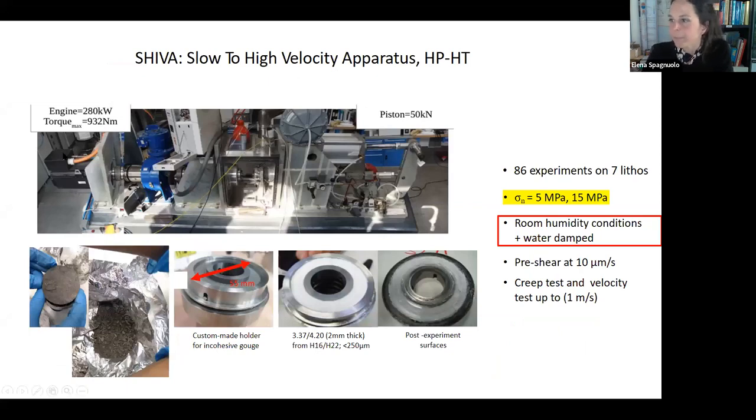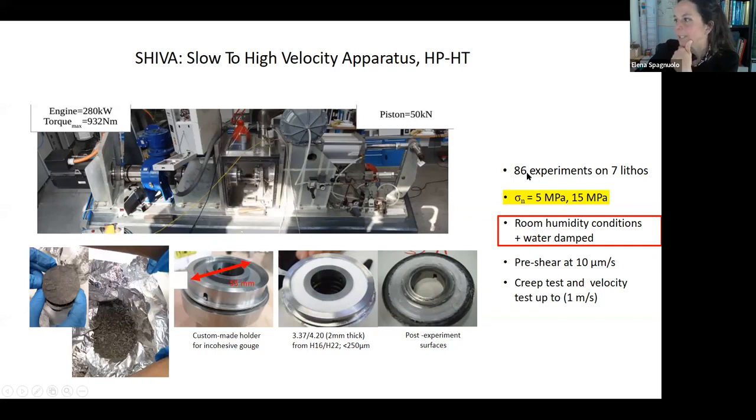Our samples, in fact, are this one. The sample cores from the deep drilling projects, which is essentially this gouge, clay gouge. This is the sample holder, which is 55 millimeter in diameter. This is the distribution of our sample, the gouge inside the sample holder. This is how it is after the experiment.